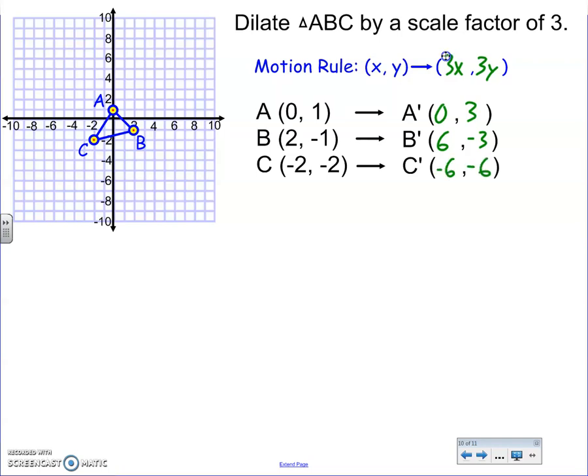If I plot all those points, I'll use red. A is at 0, 3. Right here. That's A prime. B prime is at 6, 3. 6, -3. So +6, -3. Then C prime is -6, -6 right here. If I connect this, it's pretty straight. That's pretty good. All right, notice that the triangle is 3 times bigger. The bottom side is 3 times longer than the other bottom side. The right side is 3 times longer than the other right side, and so forth.